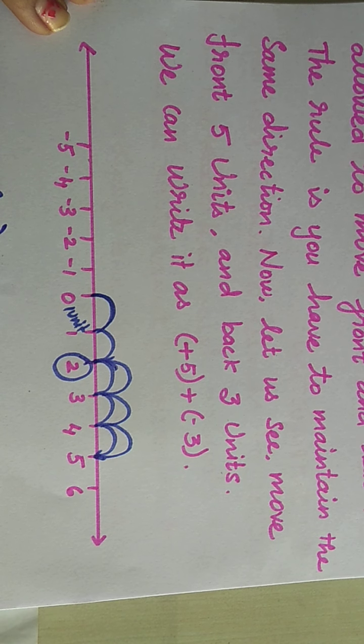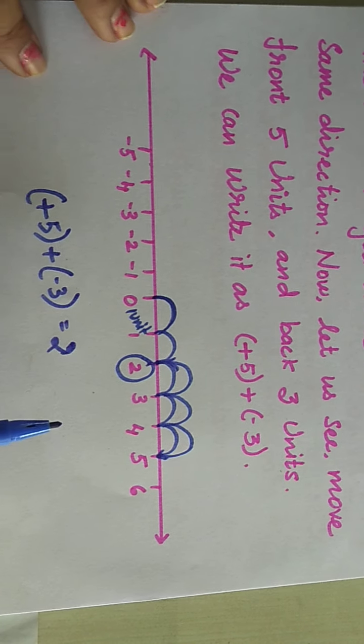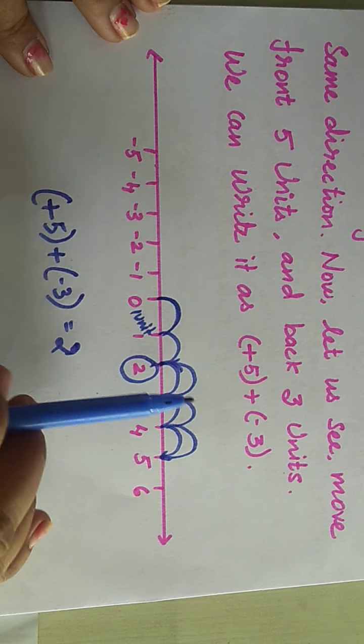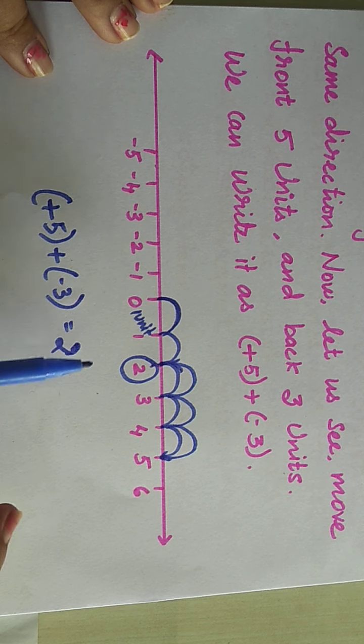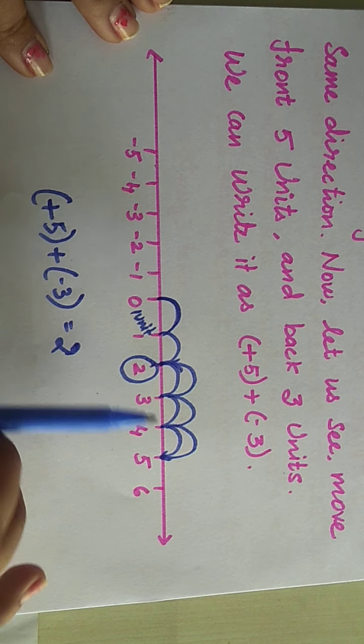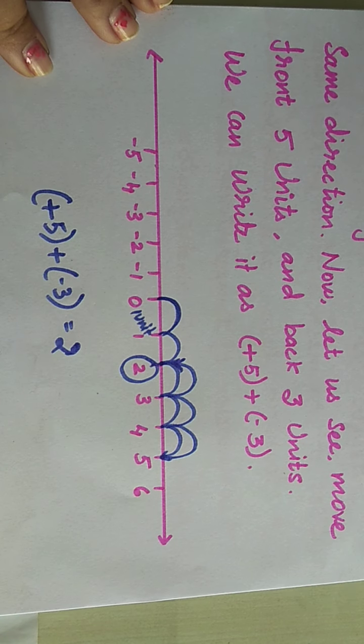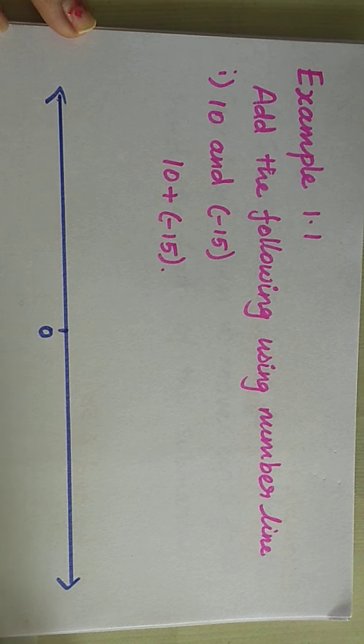So plus 5 plus minus 3 equal to 2. By using number lines we have to find the addition of integers using this type of rules. So you have to move in the same direction, as well as you have to maintain the units properly. Now let us see some examples.